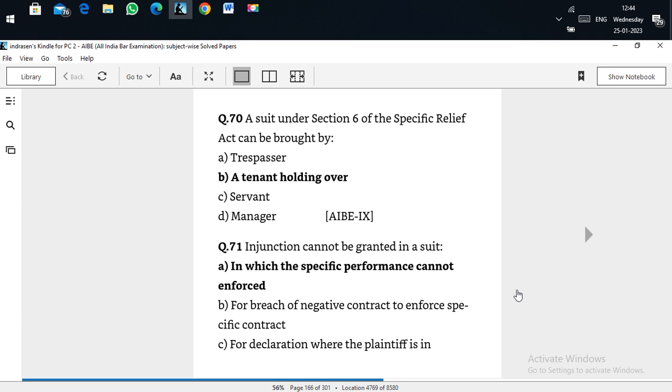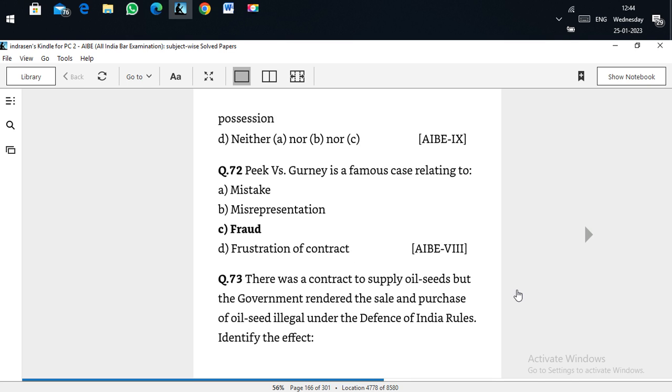A suit under Section 6 of the Specific Relief Act is by a tenant holding over. An injunction cannot be granted in a suit in which specific performance cannot be enforced. Peek versus Gurney is a famous case related to fraud. There was a contract to supply oil seeds, but the government rendered the sale and purchase of oil seed illegal under the Defence of India Rules.